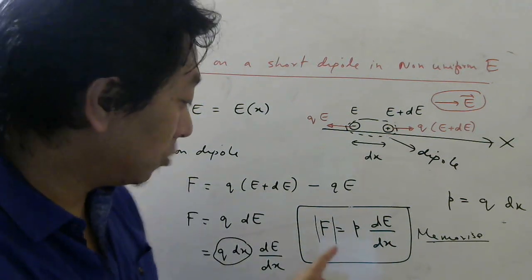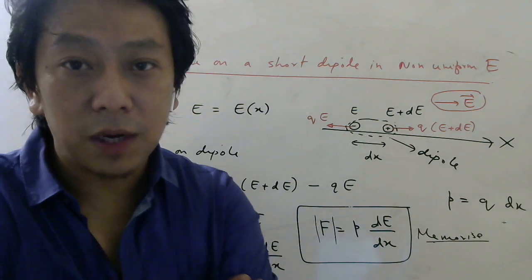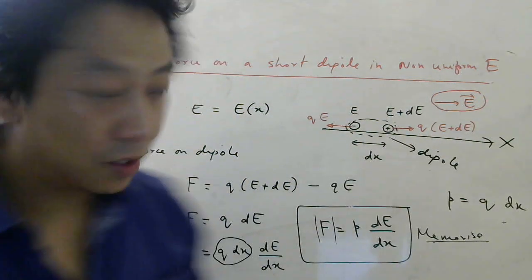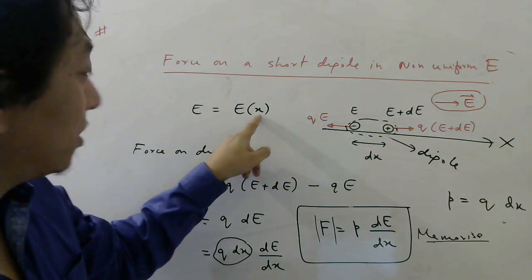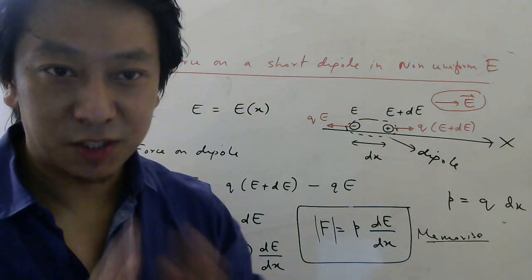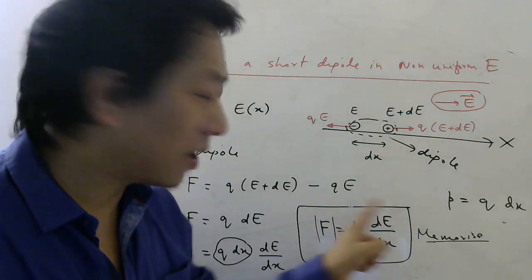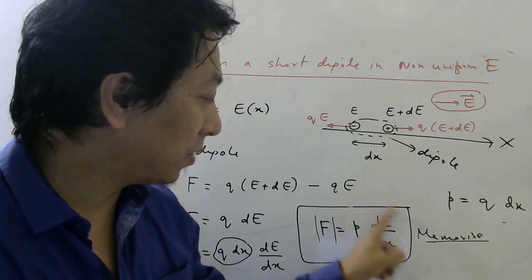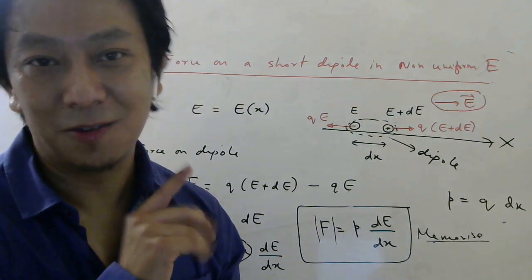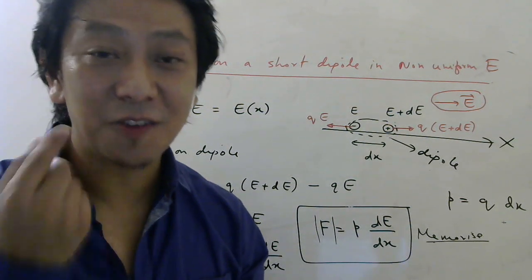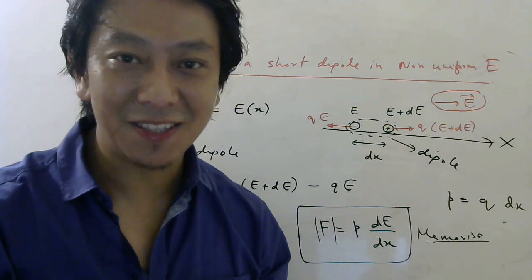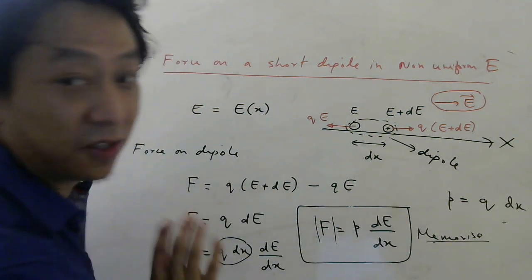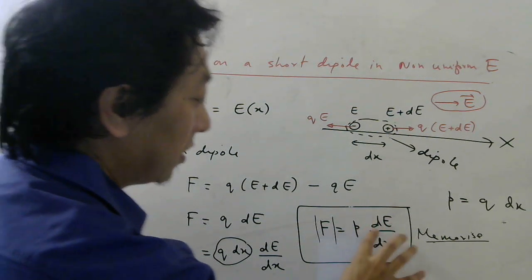Now tell me, using this formula, what if electric field was uniform? Everywhere electric field is constant. So if I say electric field does not change with x, it's constant, then what will be this dE by dx? If this was constant, if this doesn't change with x, what will be this? 0. You know from differentiation, right? Derivative of constant with respect to x is 0. So if electric field was uniform, force would be 0. Otherwise it is P into dE by dx.